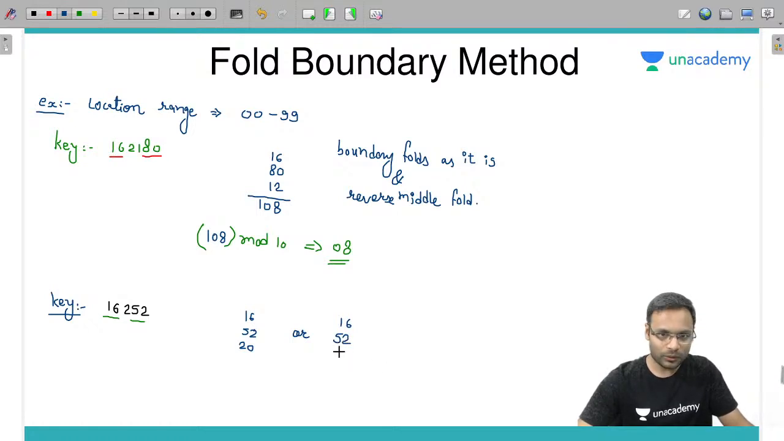Boundary folds you have, then this 2, addition it and you can get the answer.